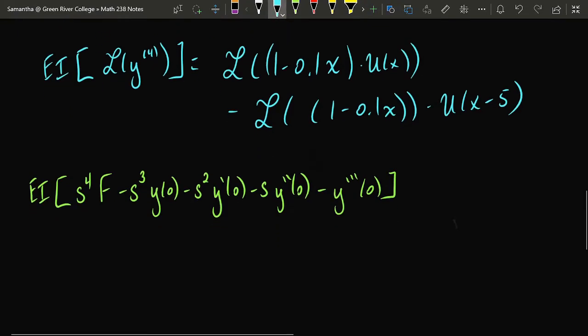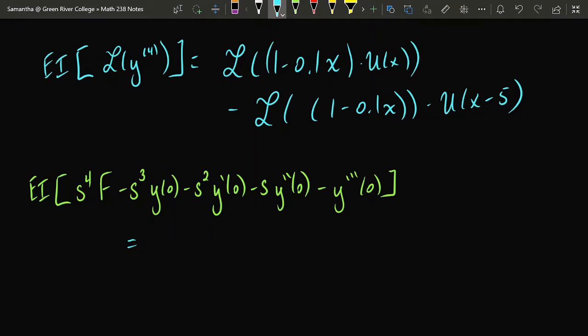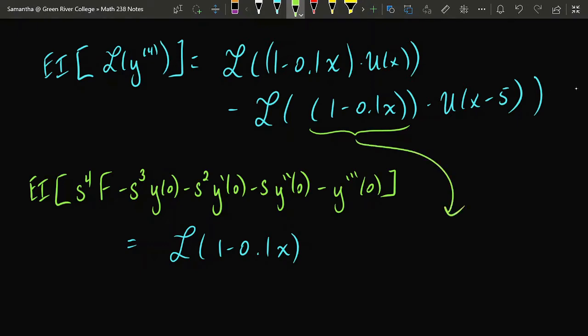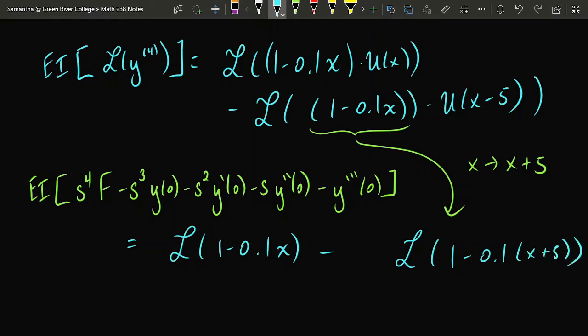Meanwhile, on the right-hand side, the Laplace transform of 1 minus 0.01x times the unit step which activates at x equals 0 is the same thing as just the Laplace transform of 1 minus 0.01 times x. But to find the Laplace transform of the second term, where we're multiplying by the unit step at x minus 5, the first thing that I need to do is shift this function in the opposite direction by 5 units. So I need to replace all the x's with x plus 5's. That gives me the Laplace transform of 1 minus 0.01 times x plus 5, and then I'll multiply by the corresponding exponential e to the minus 5s.